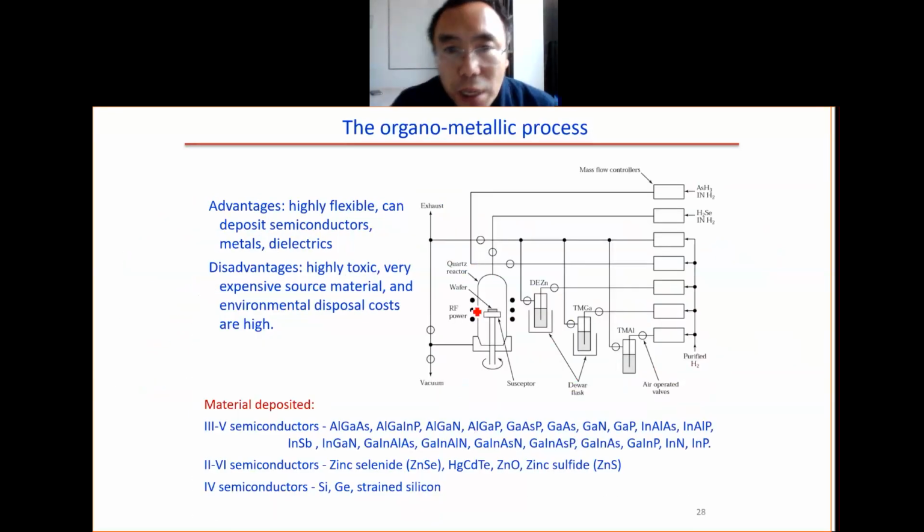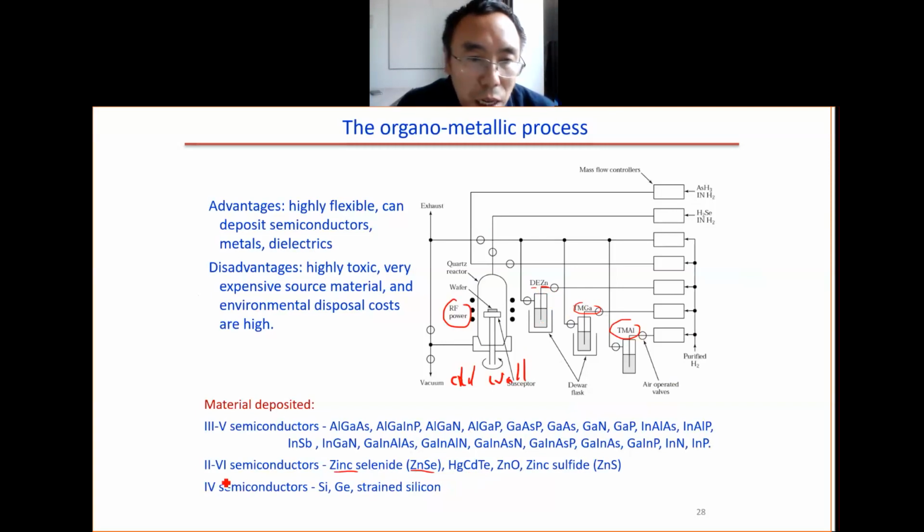You can see here this is the RF coil, so this is the cold wall, as we have just seen. We use the coil for the heating, and you put the wafer like this. Those are the precursor gases. We have trimethyl aluminum, trimethyl gallium. This is the diethyl zinc, so this is for the zinc. So we have zinc selenide.